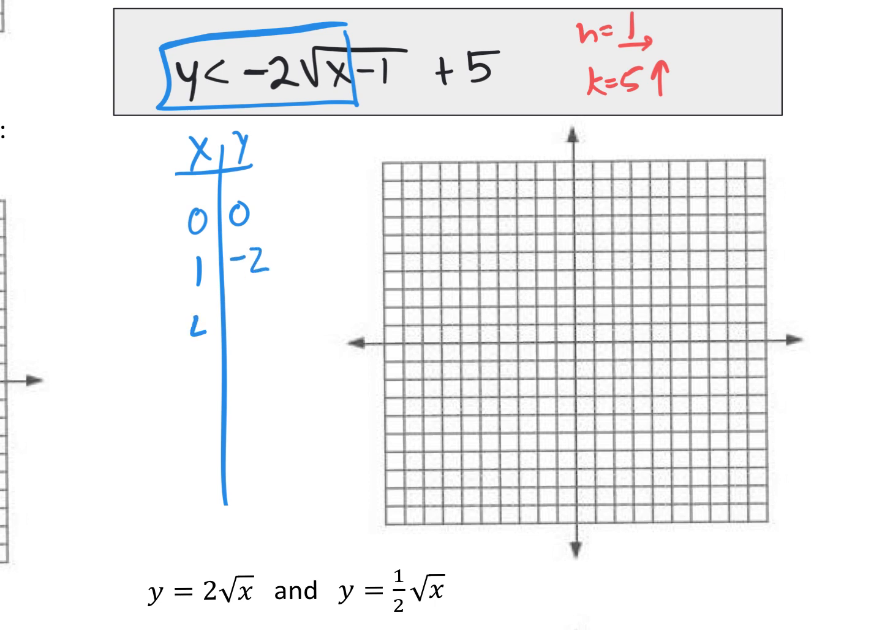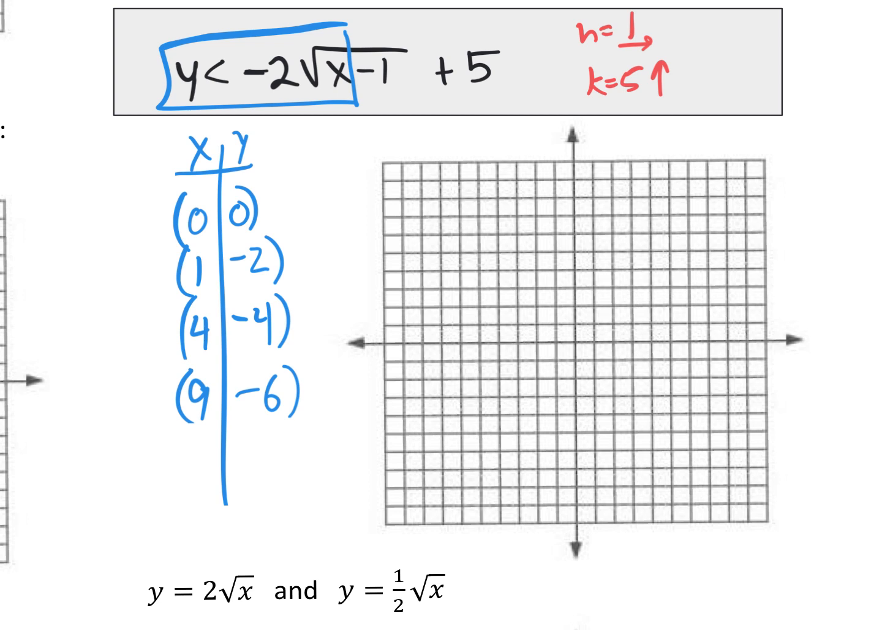Plug in another perfect square number like 4. Plug in 4 right there. The square root of 4 is 2. 2 times -2 is -4. Plug in another perfect square number like 9. 9 right there. Square root of 9 is 3, and 3 times -2 is -6. And of course, you could plug in more perfect square numbers, but those are all the ones that fit nicely on this 10 by 10 graph.